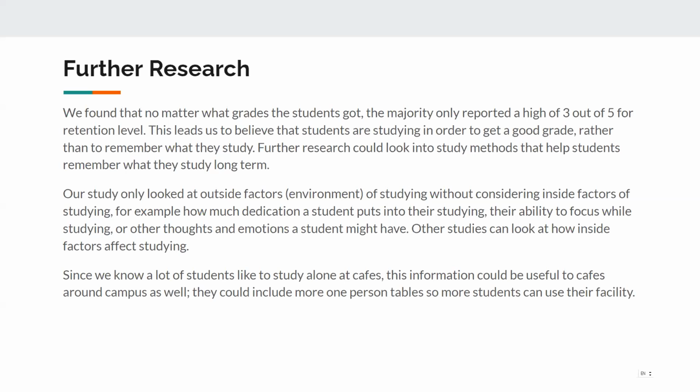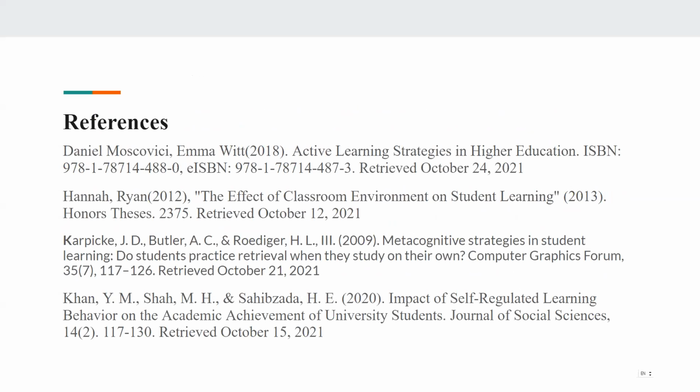And also, since we know that a lot of students like to study alone at cafes, perhaps our information could be useful to cafes around campus as well. They could offer more one-person tables so that more students can be able to use their facilities, since they know that a lot of students like to study alone. And here are references.